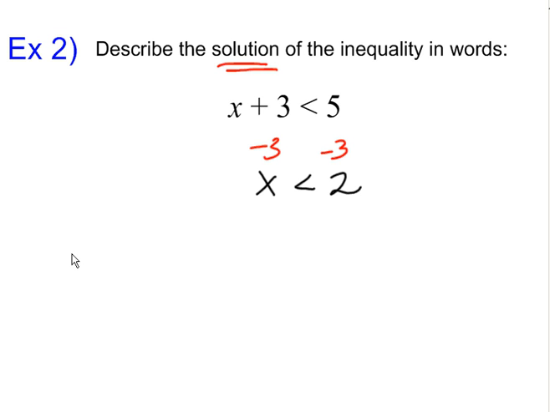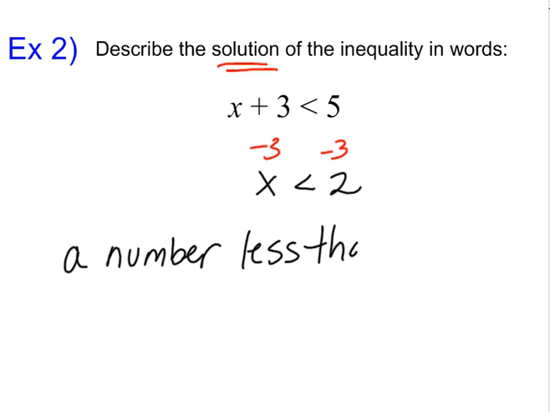So when we describe the solutions, we would say the same thing. We would say a number. Remember, this variable means a number. So a number, and then this is the less than sign. So a number less than 2. And we just described the solution of the inequality in words.